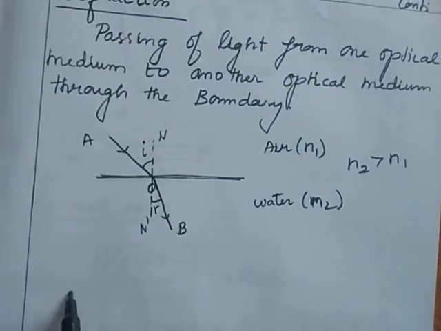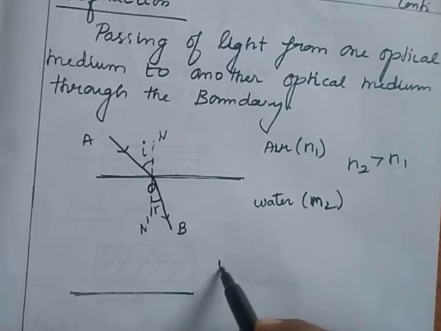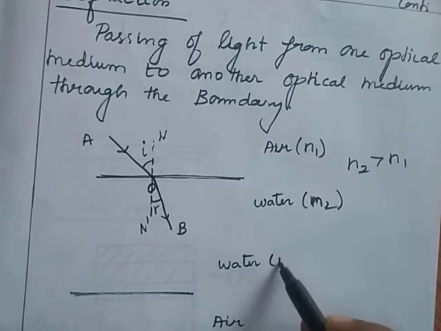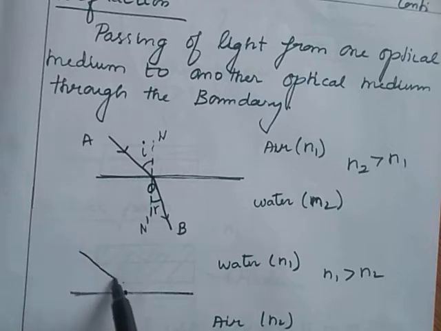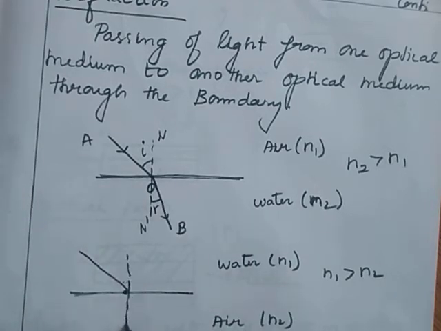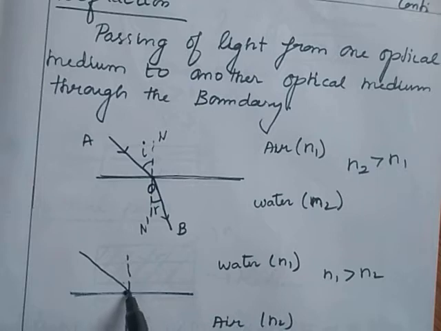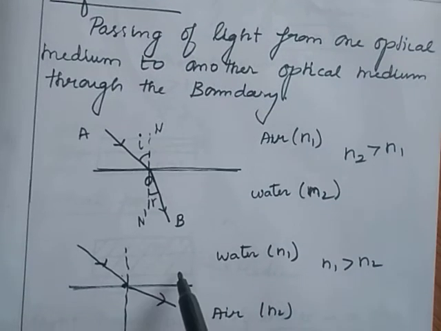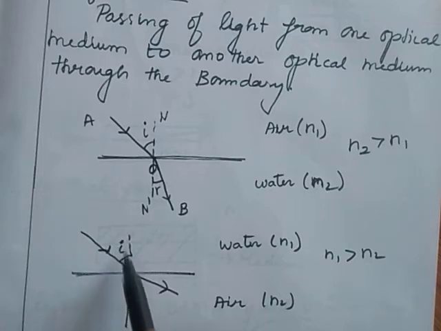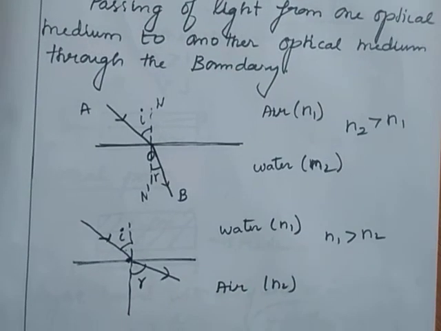Suppose here it is water, here it is air, the refractive index is considered as n1, here n2. n1 is greater than n2, that means light comes from denser to rarer medium. This is the point of incidence. At that point I draw a normal. After the incidence it will refract its path away from the normal, because the light travels from denser to rarer medium. This is the angle of incidence, this is the angle of refraction.